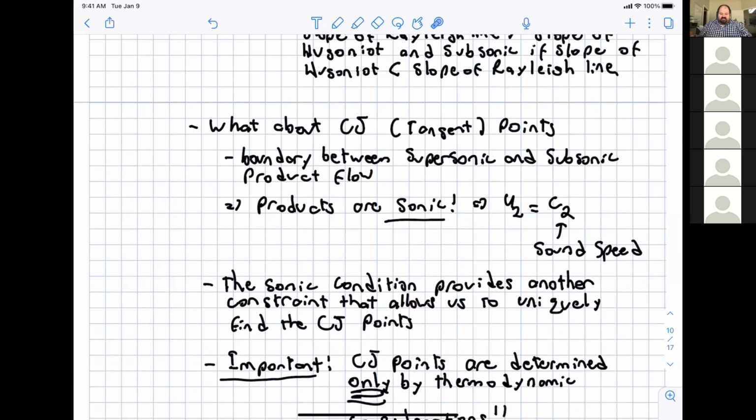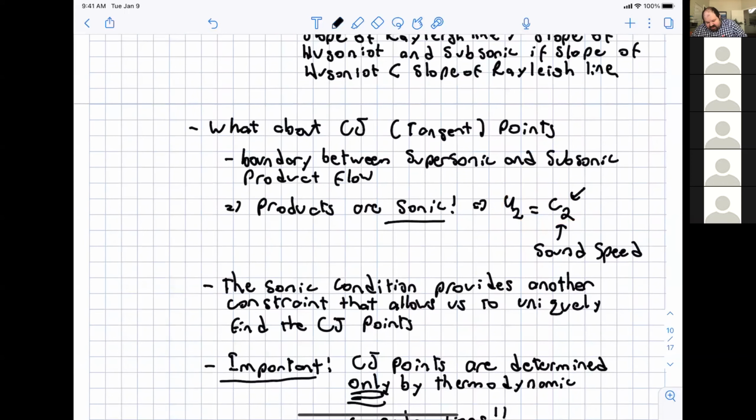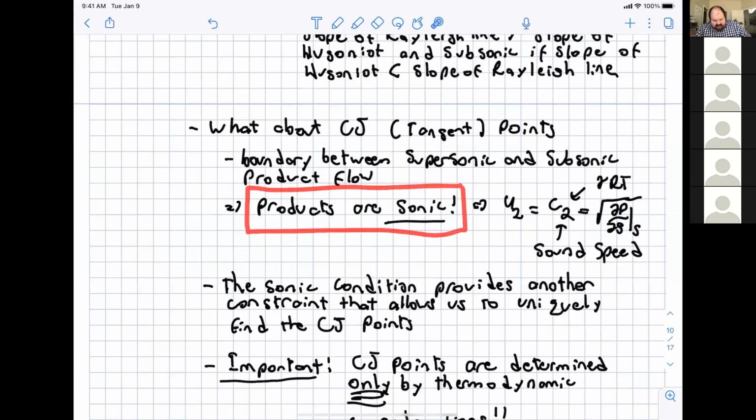actually sonic with respect to the wave. Okay, and so this means that basically U2 at both of the Chapman-Jouguet points is equal to the sound speed, C2. Recall that for an ideal gas, that's given by square root of gamma RT, or more generally the square root of partial P partial rho at constant entropy, taken on an isentrope.